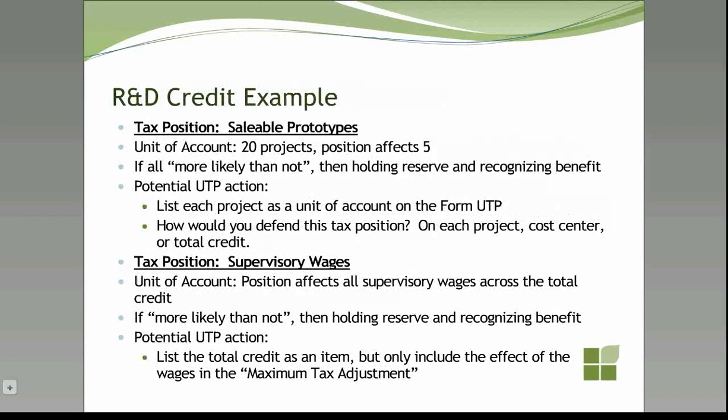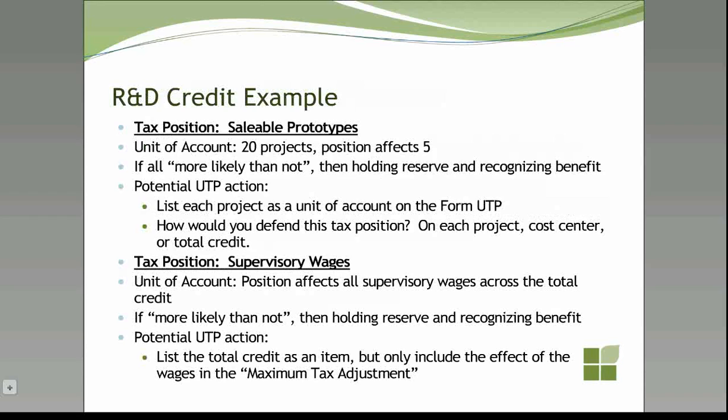Now, the next tax position is supervisory wages, and I'm just pulling some examples out. This affects all supervisory wages across the total credit. So again, more likely than not, holding a reserve for it. The UTP action will probably list the total credit as the item on the UTP form, but again, only list the effect of the supervisory wages. So if the supervisory wages are $500,000 or $1 million of the credit, you'd list $1 million there. You wouldn't list the total credit as the maximum tax adjustment.